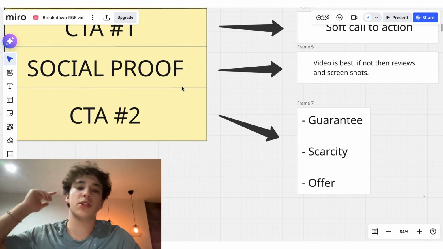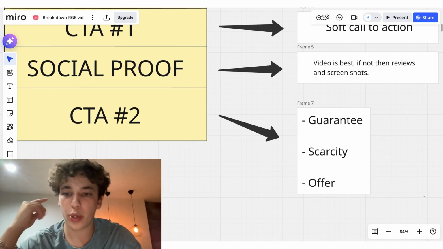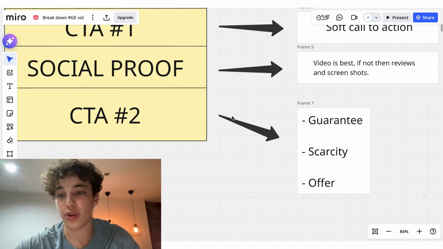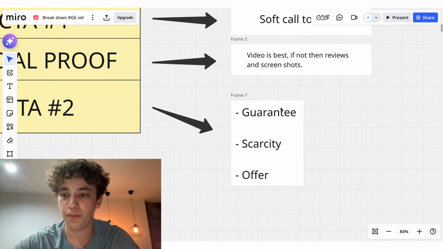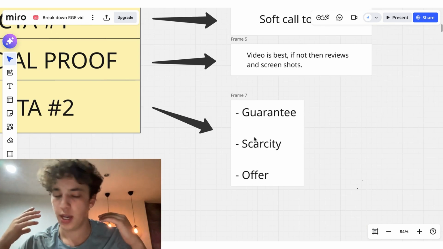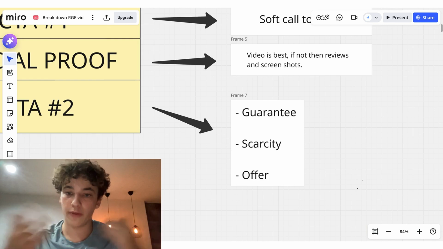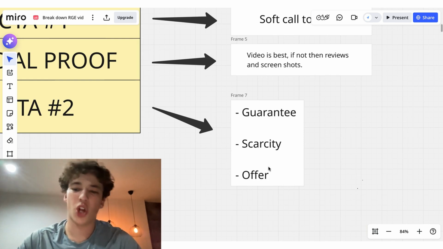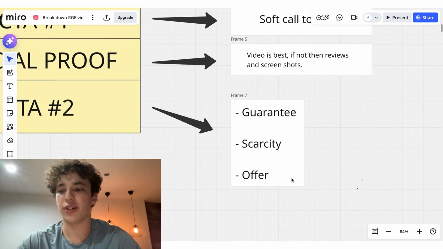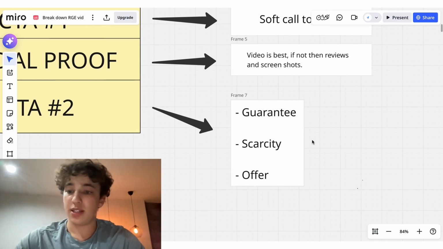The last thing is call to action two. And this is where you have to have at least one of three things: a guarantee, scarcity, build scarcity, make it seem like there's only a limited amount of products or a limited amount of people you're taking on for your service, and then a solid offer, really solid offer. And this is essentially it.